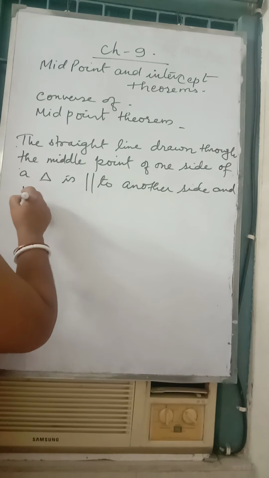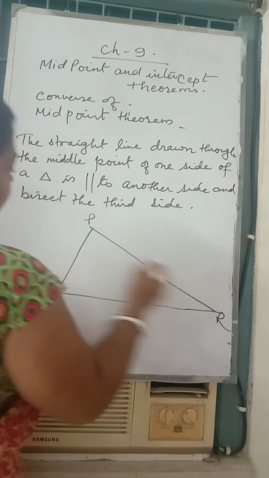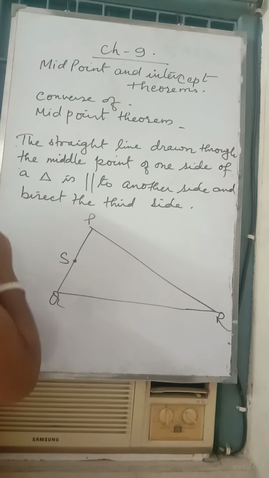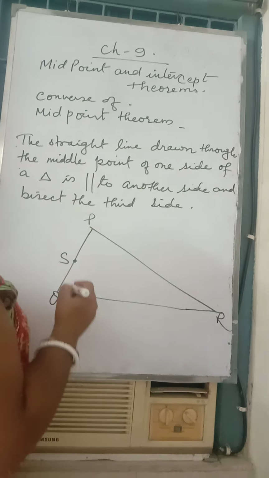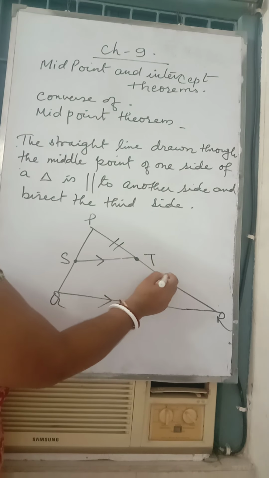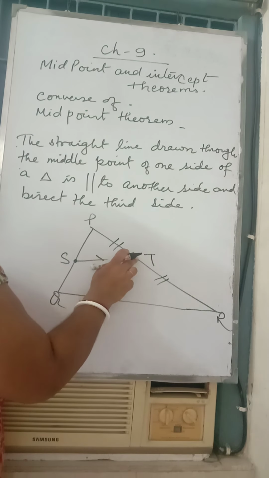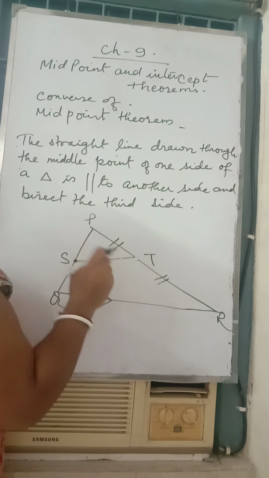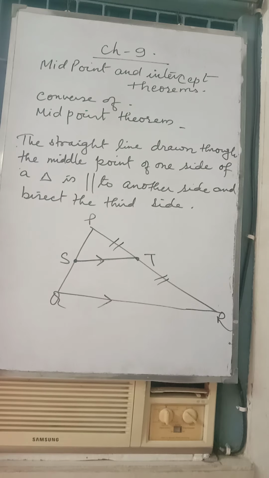Now in midpoint theorem you had two middle points, is it? Now in converse, if you have a triangle PQR and S is a midpoint of PQ, now a straight line constructed from S is parallel to another side and bisects the third side. So PT will be equal to TR. S is a midpoint, this T I do not know. So a straight line constructed from S is parallel to another side and bisects the third side. This is the converse of midpoint theorem. So PT will be equal to TR.